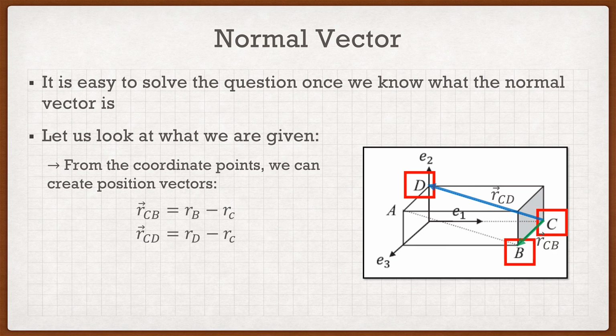So if I want the position vector from point C to point B, all I do is take the coordinate point of B and minus the coordinate point of C. You're taking the coordinate point of where you end up and you're subtracting the coordinate point at which you started. So if I wanted, again, the vector from C to D, I'm taking the coordinate point of D minus the coordinate point of C.